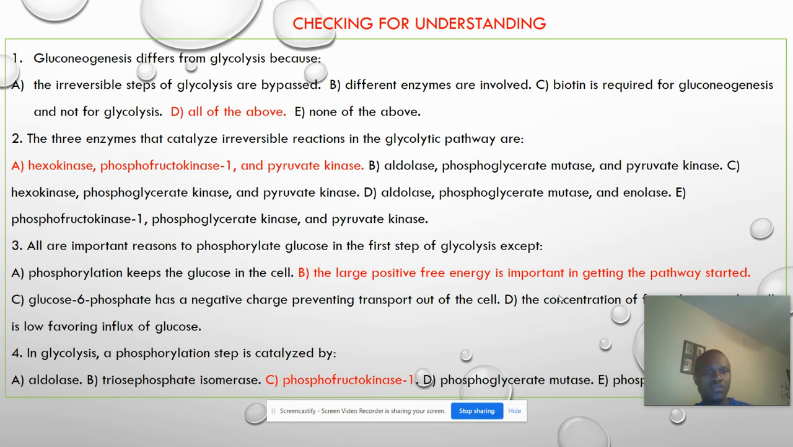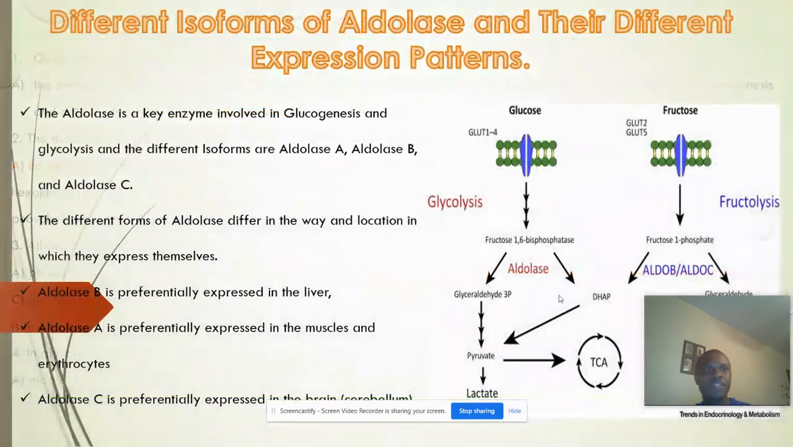Now, question number 4. In glycolysis, a phosphorylation step is catalyzed by phosphofructokinase 1. All right, let's move on.